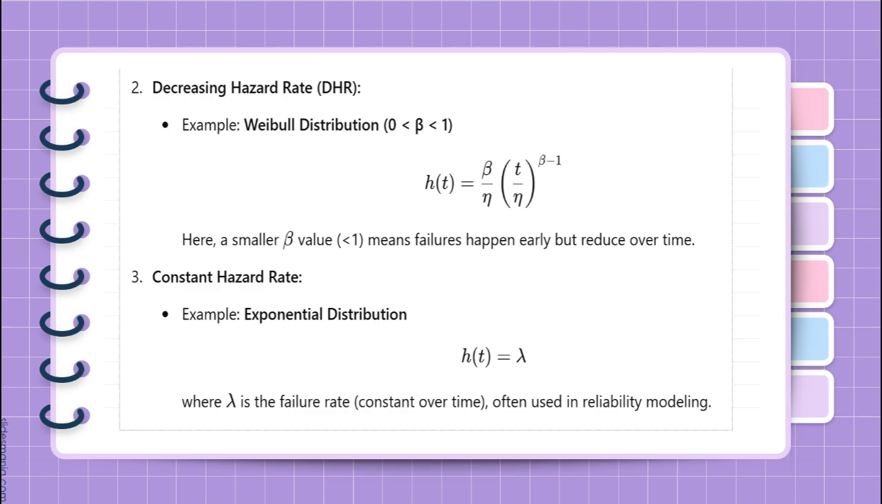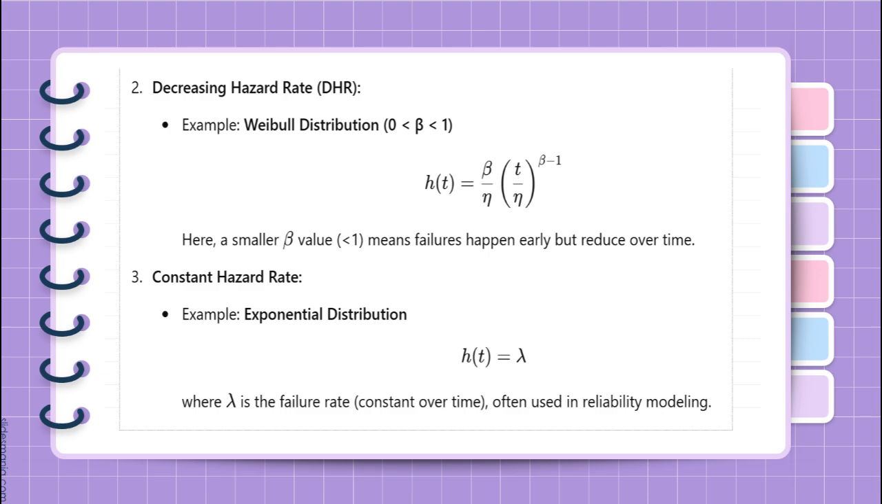Constant hazard rate: failures happen randomly with no connection to age. Example: radioactive atoms decay at unpredictable times no matter how long they have existed. In technology, sudden failures from power outages or cyber attacks follow this pattern. Understanding these patterns helps industries make better decisions.